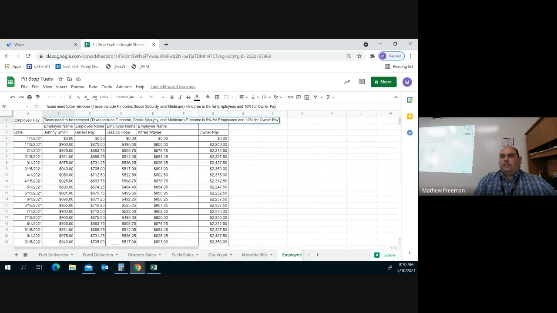Who knows what Social Security is? You remember what Social Security is? The tax rate? What's the tax rate for Social Security? Anybody remember? 6.2%.